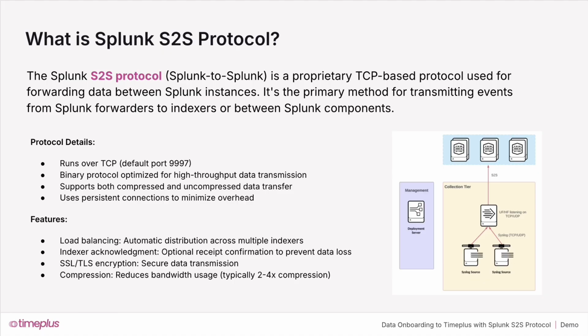S2S stands for Splunk-to-Splunk, and it's the primary method for forwarding data between Splunk components. S2S is a binary TCP protocol that runs on port 9997 by default, optimized for high-throughput data transmission. The following diagram shows how Splunk forwarders send data to indexers using the S2S protocol in a typical Splunk deployment.